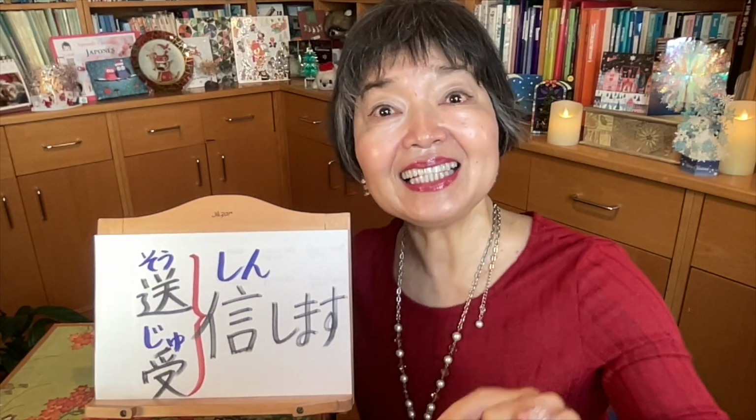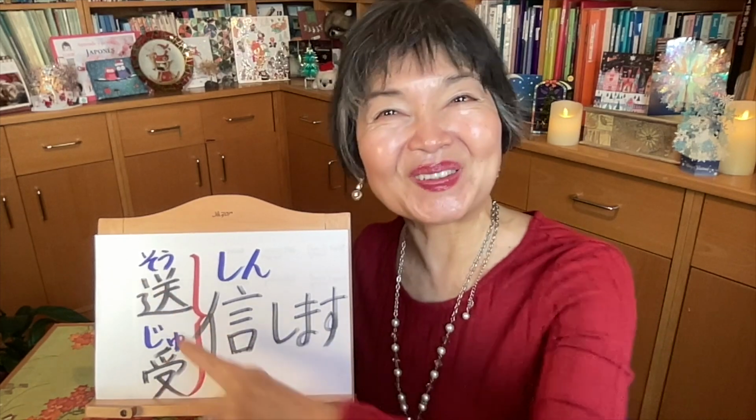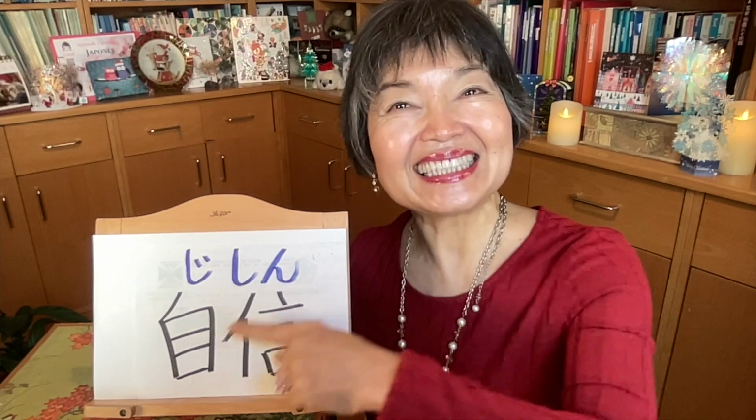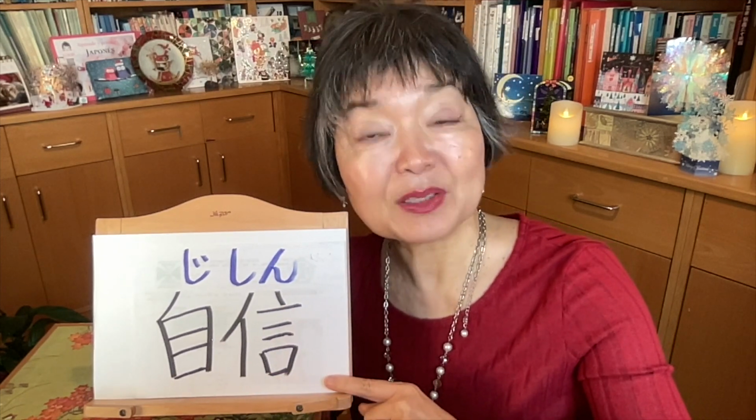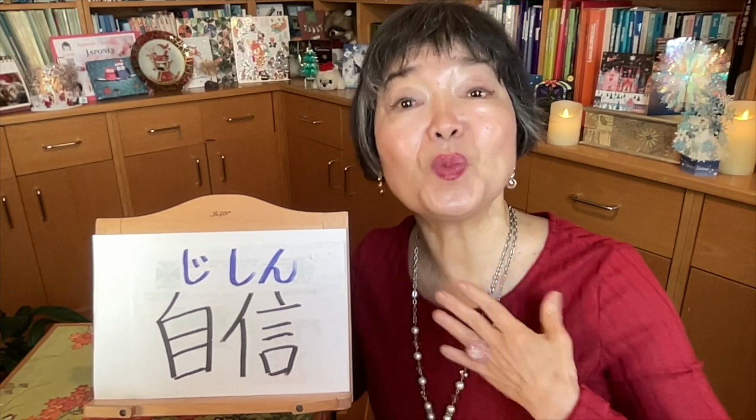So if you say in email, 送信, then you click there and you send. 送信。Self-confidence, 自信。自 is 自分, myself, oneself. 信, 信じます。to believe in oneself. So 自信, self-confidence.